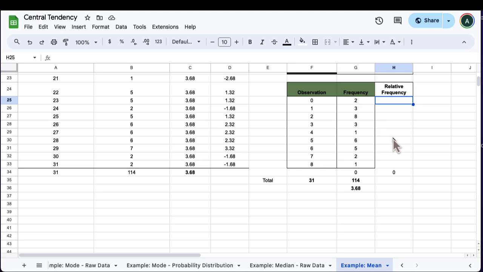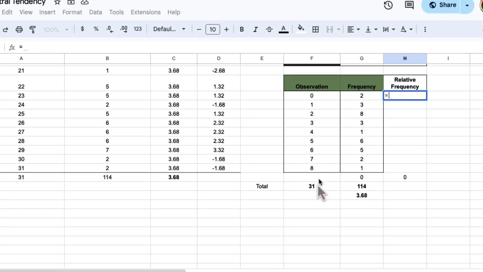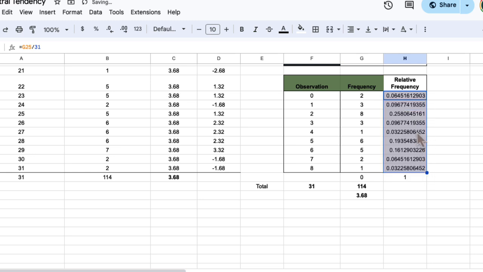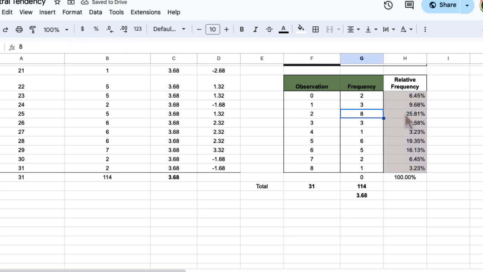We're going to take the relative frequency. We know we have 31 observations, right? So I'm going to take my value and just divide by 31 observations, and slide that formula down, and let's dress this up a little bit. So we get 6.45%, 9.68%, 25.81% of the time I had 2 full glasses of water, etc.